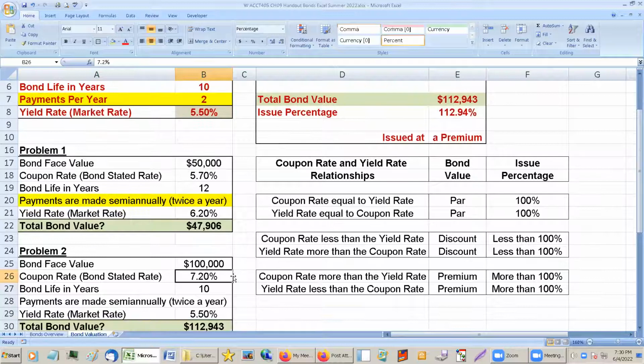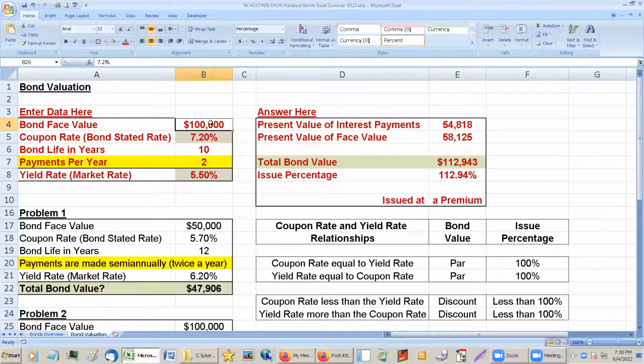Now notice that they paid more than the face value. Why? Because these bonds are paying 7.2%, but the market only wants 5.5%. So the market will bid up the price of these bonds and give you more money. So these will be selling at 112,943 or 112.94%. These bonds are issued at a premium. It's more than the face amount.